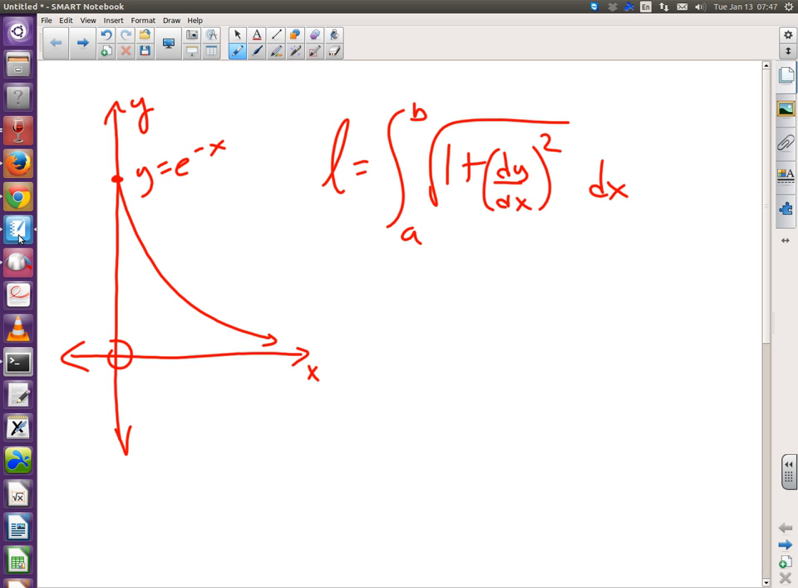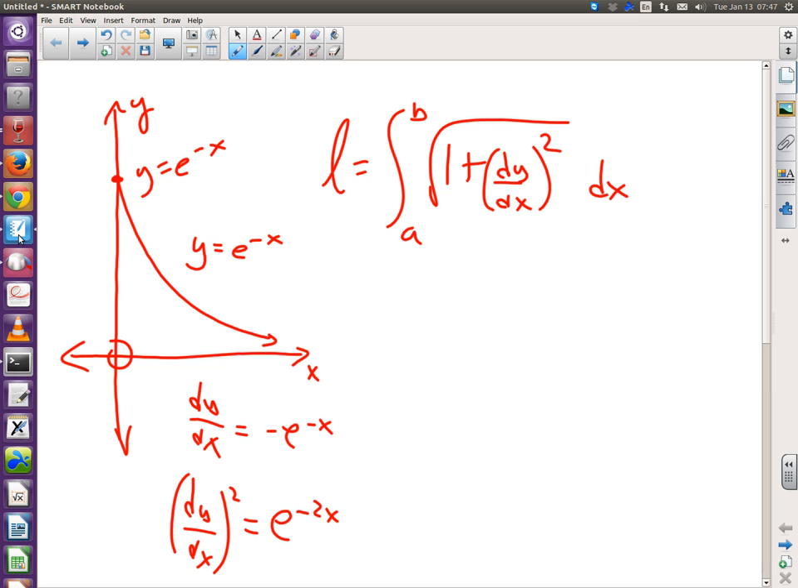Okay, so if y is e to the negative x, what's dy dx? Negative e to the negative x? Okay. And so what's dy dx squared? E to the negative 2x, right, okay. So how are we going to write this? The integral from what to what? X is 0 to... What I really want to know is, does it hit the x-axis? So keep on going until it hits the x-axis. In other words, keep on going forever. So I'm going to go from 0 to infinity. This is right, exactly. Square root of 1 plus that.